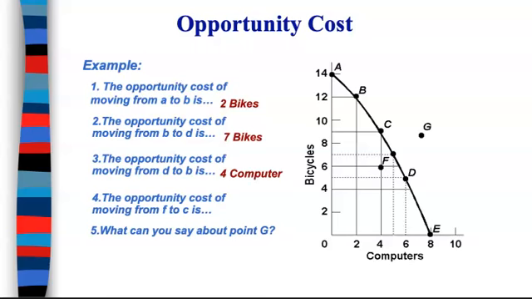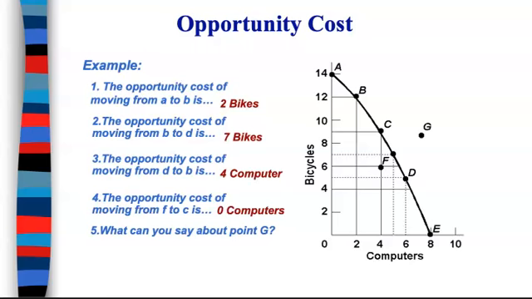4 computers. The opportunity cost of moving from F to C. Well, in this particular case, we were not at an efficient point. We were making 4 computers, we're still making 4 computers, and we've gone from 6 to 9. We've gained 3 bicycles. So we don't have an opportunity cost. We haven't given up anything. So we have an opportunity cost of 0 computers.